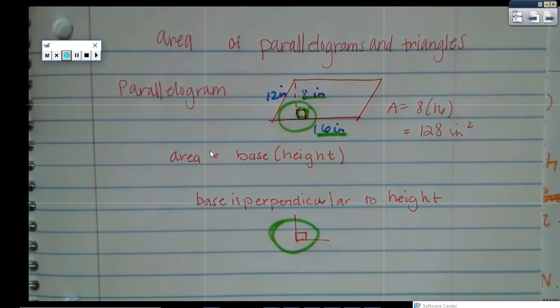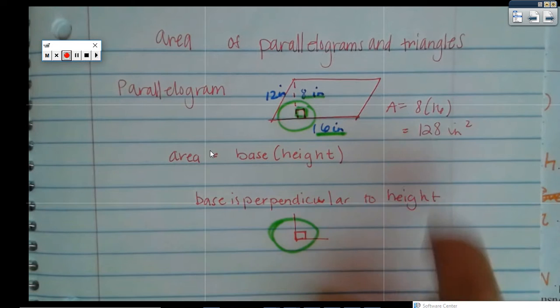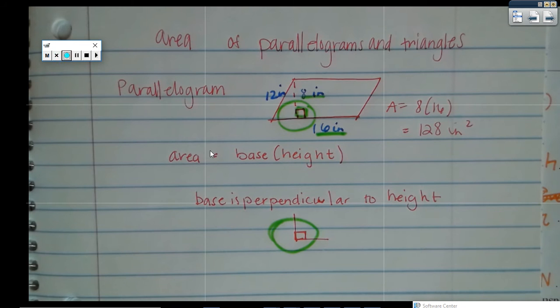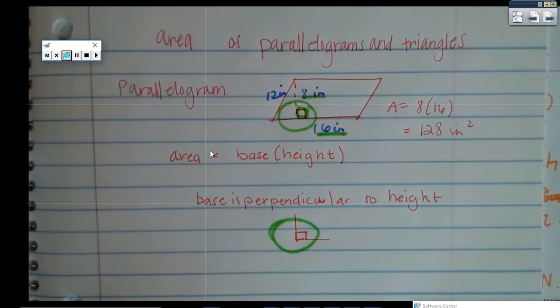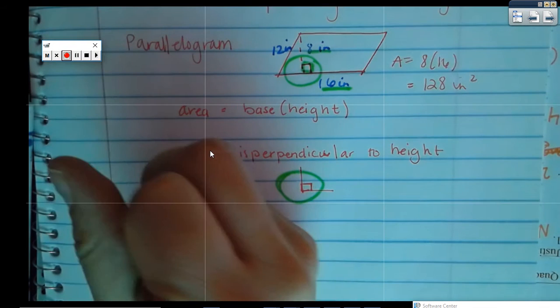Okay, I'll give you a minute to write that down, then we're going to do triangles. I haven't shown you triangles, but I wouldn't be surprised if you already knew how to do triangles already. Yep, square inches. If it doesn't give you the units, like here I said it's inches, then it would be square units. Alright, so that's a parallelogram.